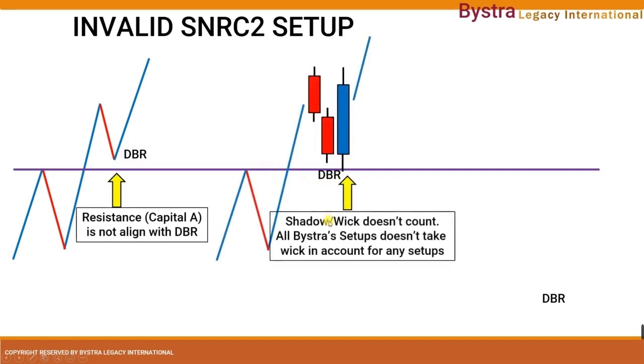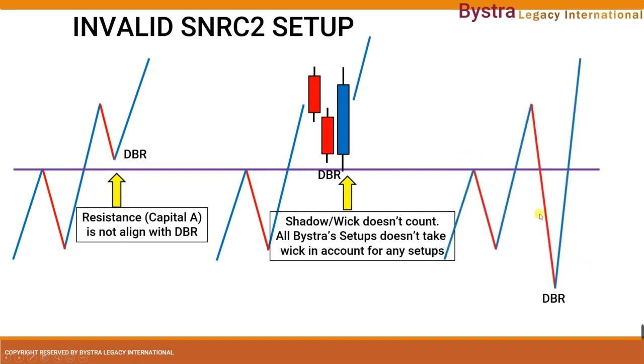Now remember guys, in all the Bystra setups, we do not take the shadow or the wick as any setup at all. Okay, never take the wick or the shadow into account for any Bystra setup. Okay guys, so even though the shadow touches here, no, it doesn't count. It must always be the body of the candlestick. In this case, the resistance A is not aligned with the entry point, which is the drop base rally.